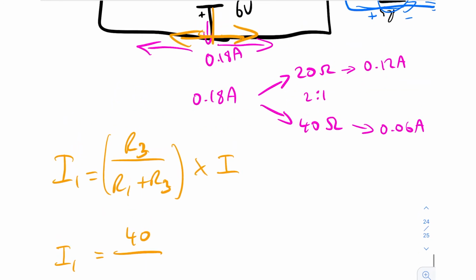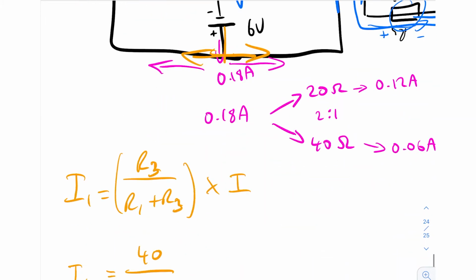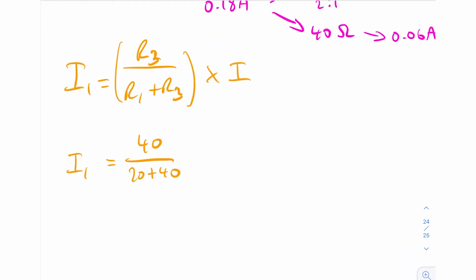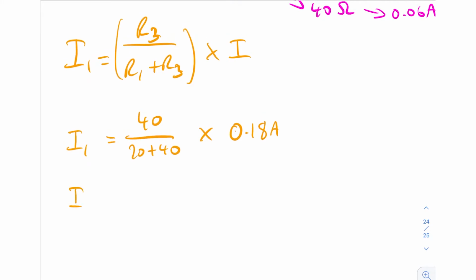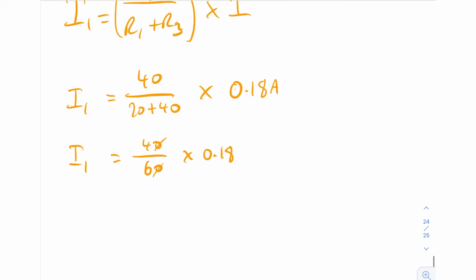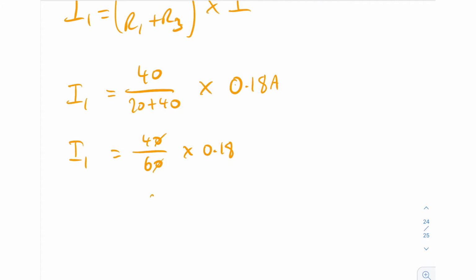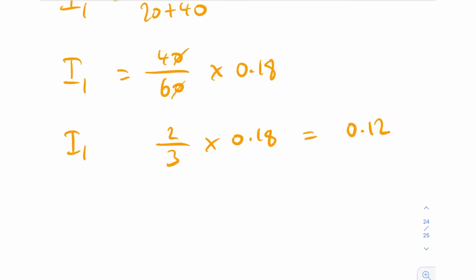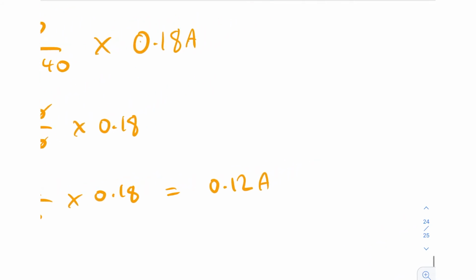divided by the sum of the two resistors, which is R1 and R3, which is 20 plus 40, and then times that by the input current, which is 0.18 amps. And so we could work it out like this by saying 40 divided by 60, or 4 divided by 6 times 0.18. 4 divided by 6 is also 2 over 3 times 0.18, and then 2 over 3 is going to be equal to 0.12. And so I1 is equal to 0.12 amps.